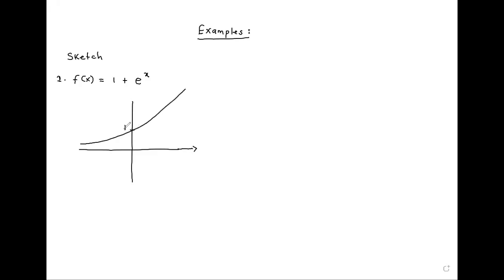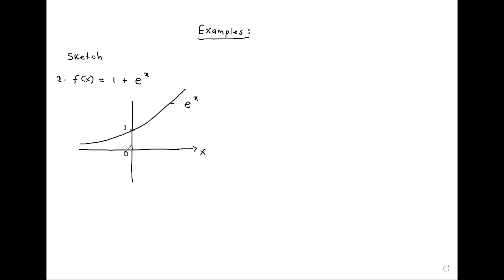Now this graph we have done here is the graph of e to the power x. Now we are adding a 1 to this graph. So the first thing to move is the asymptote, because we know the x-axis is the asymptote, and it is the line y is equal to 0.